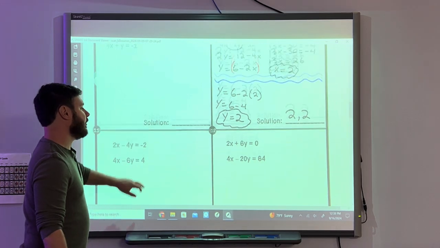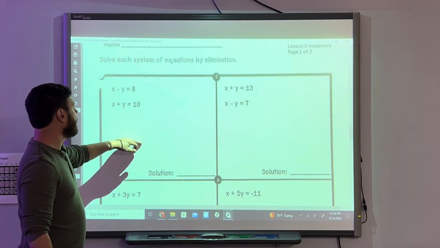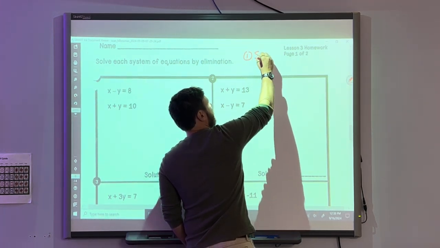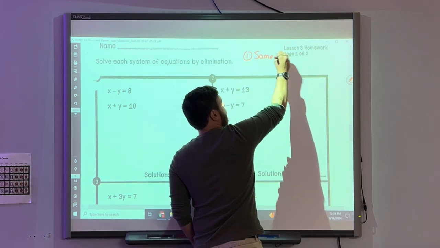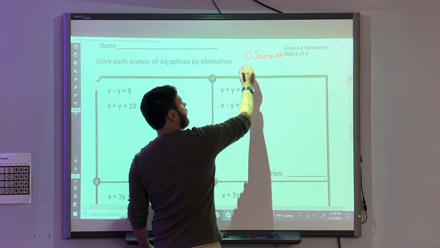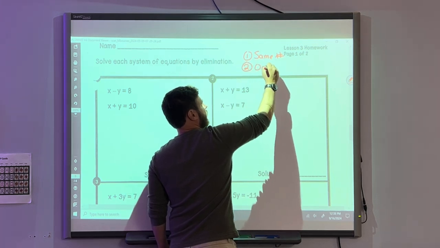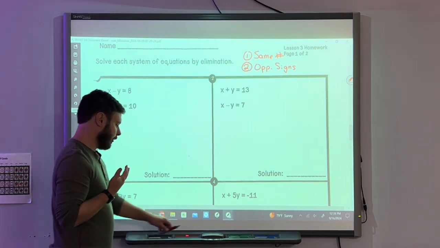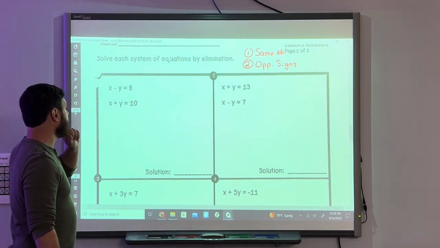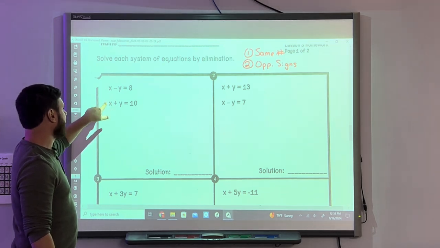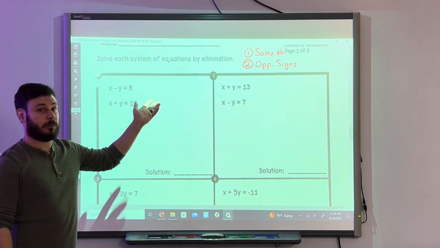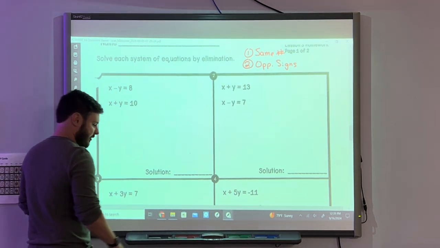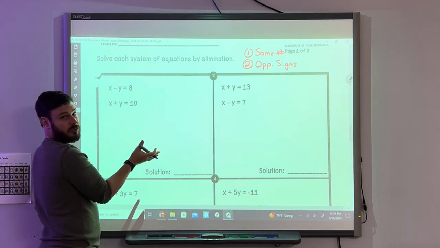Now let's look at elimination. Elimination needs 2 things. 1, you need the same number in front of a variable, and 2, the opposite signs. So looking at number 1 here, there's invisible 1s in front of each of these, a 1 and a 1, a 1 and a 1. So I do have the same number everywhere, but I need opposite signs. So this negative and this positive, that's exactly what I want to see. This is already perfect and set up for me to solve.